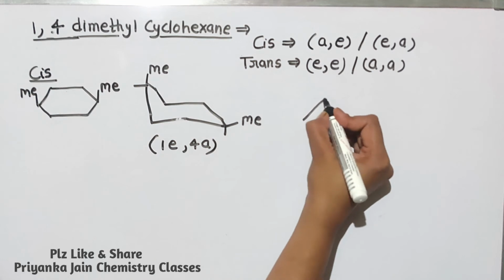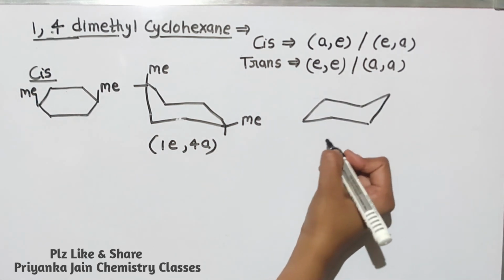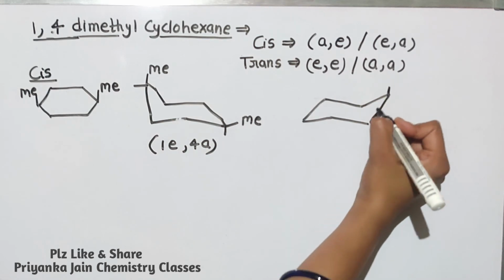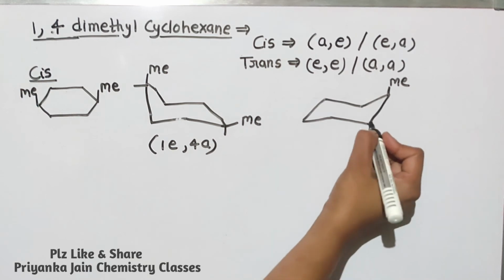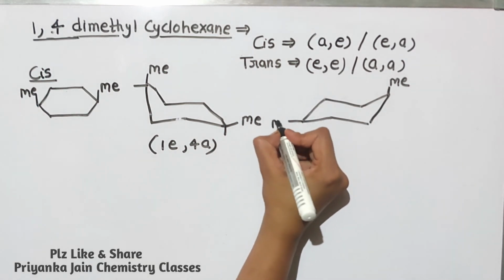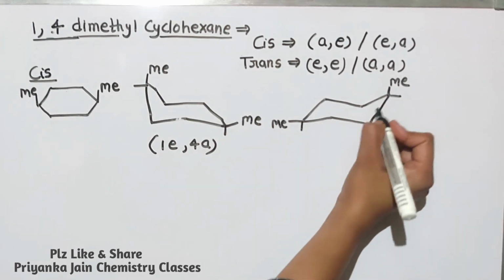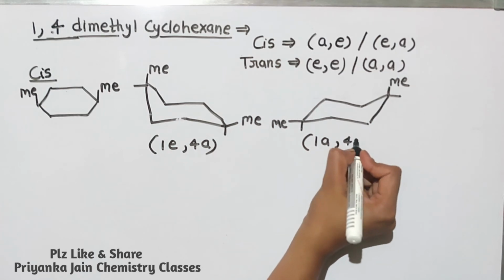Okay, and if we are making its mirror image, then here at this position the methyl group will be axial, and at this position the methyl group will be equatorial in this manner, right? So this will be called 1 axial, 4 equatorial.